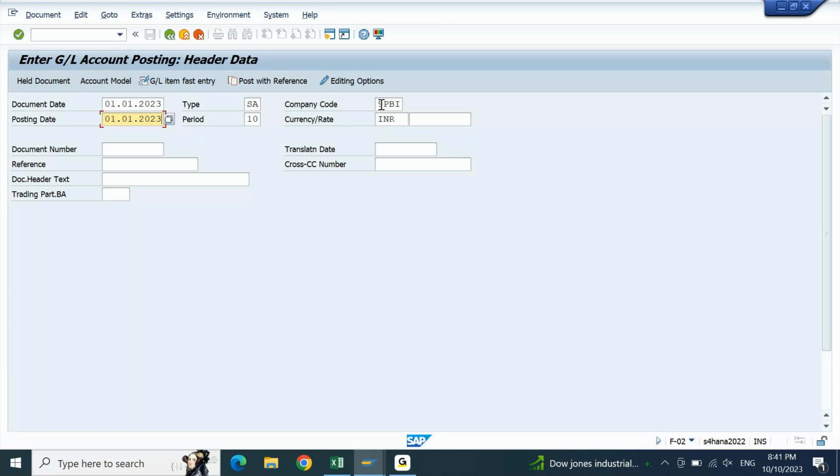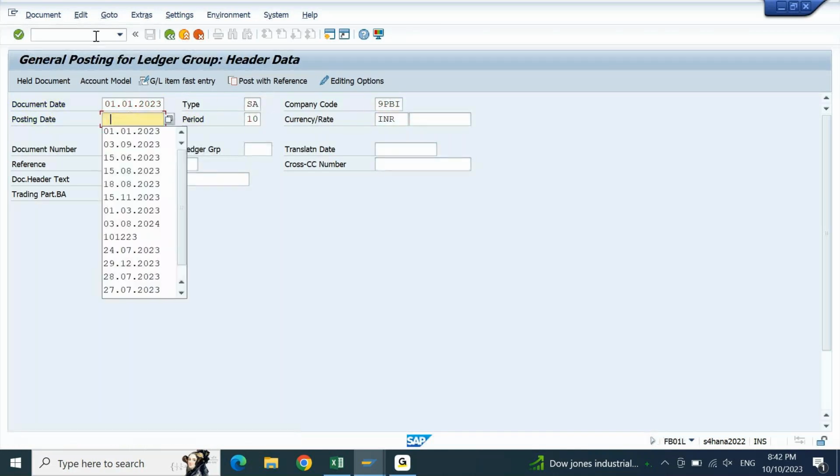Yes, sir. According to our company code, the leading ledger is January to December. This period, whatever it is showing, is representing the leading ledger. If I press enter, what is the message you are getting at the bottom? Adjusted with one. Okay, fine. Now it is giving you period number 1 2023. Correct.